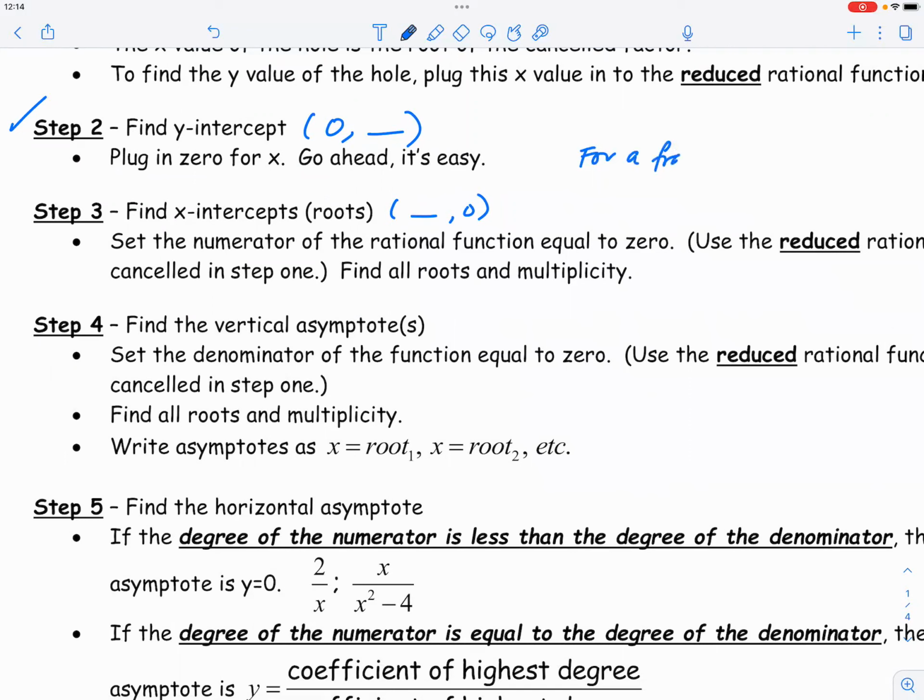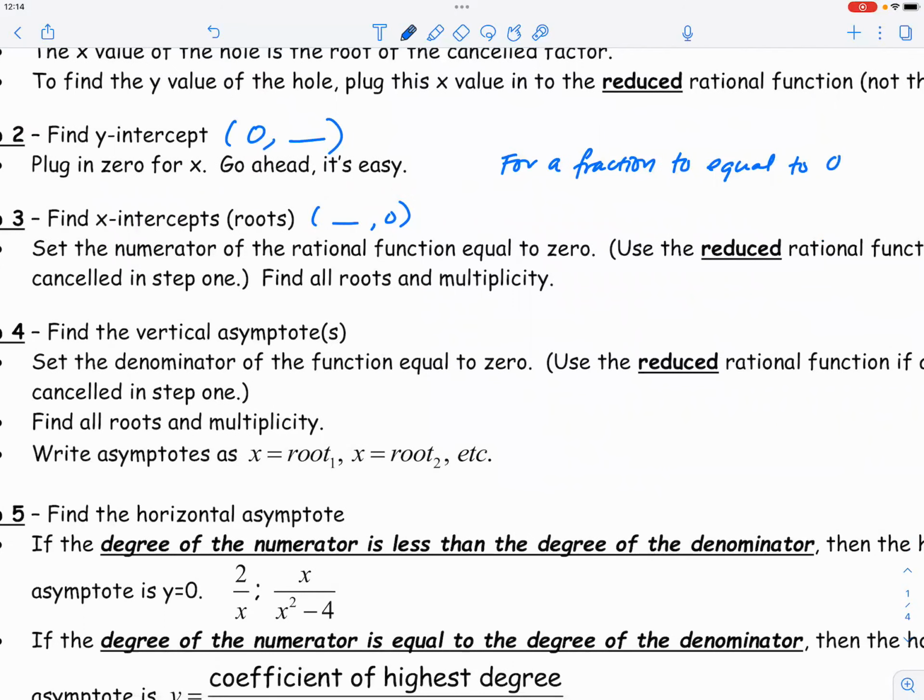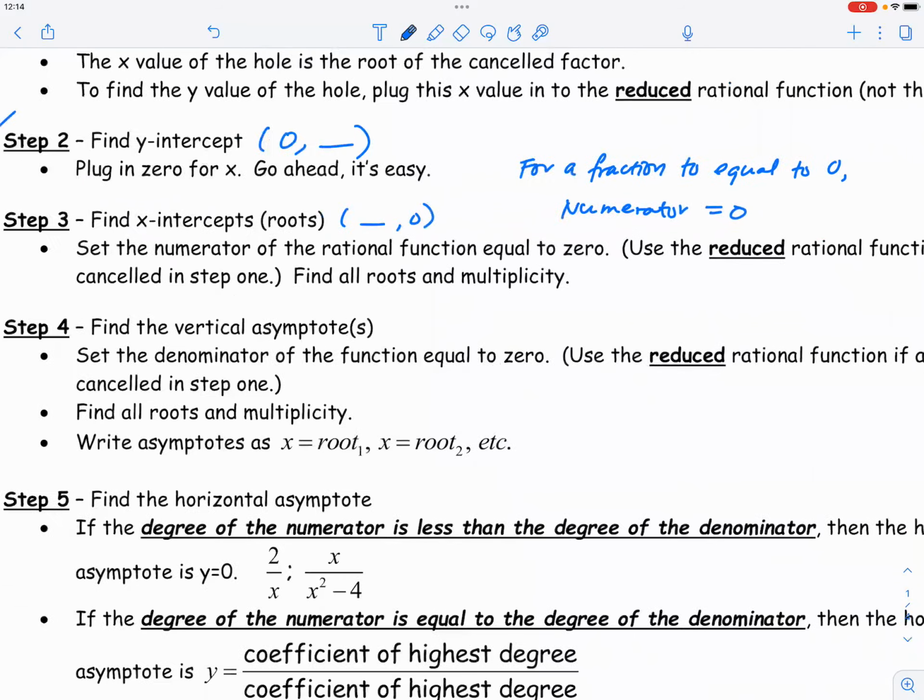For a fraction to equal to 0, what must happen? Okay, for a fraction to be 0, the numerator must be 0, and we will see some of those in the future. Okay, for a fraction to equal to 0, the numerator must equal to 0.